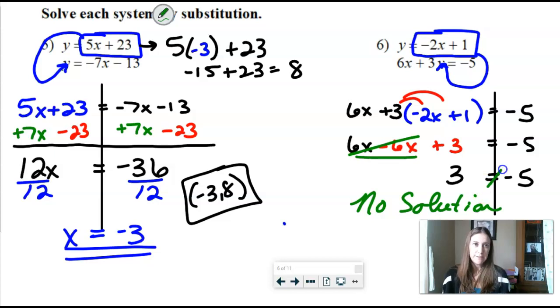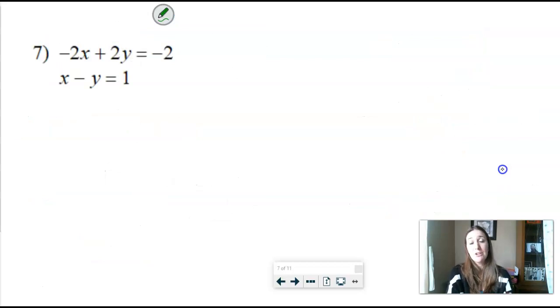Because of that very reason, 3 does not equal negative 5. If we were to graph these lines, you would see they were parallel. And now that I look at the line a little closer, yeah, they were parallel if I solved that bottom one. But you got to do the right method, and that's what annoys kids. If I say solve this with substitution, you have to solve this with substitution.